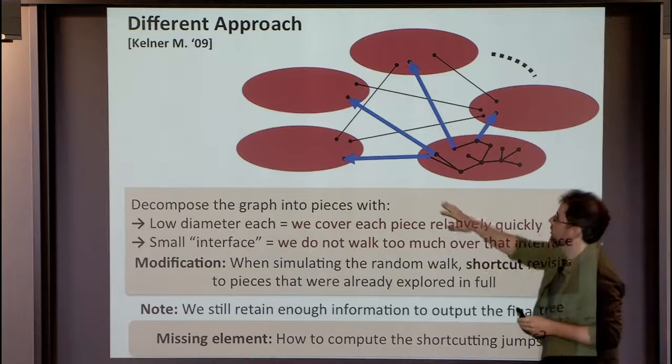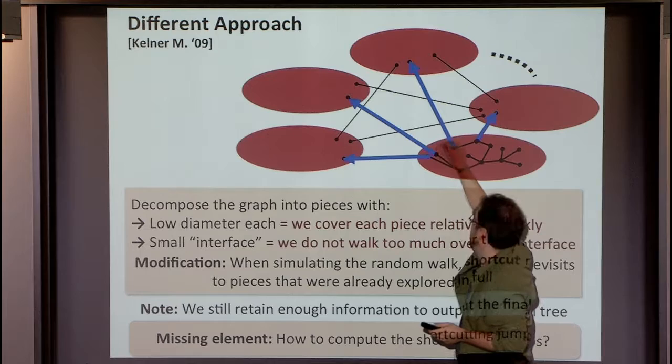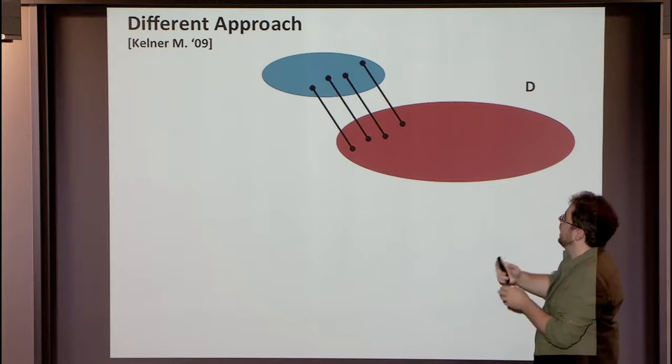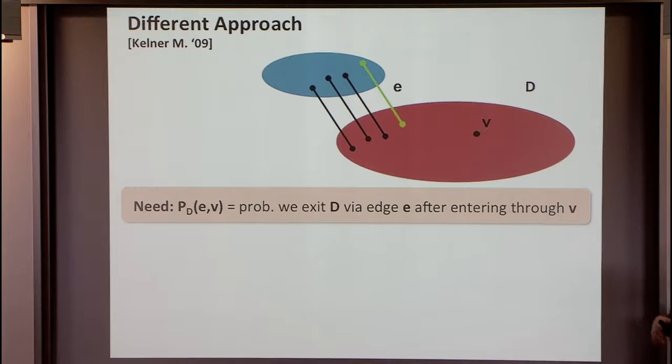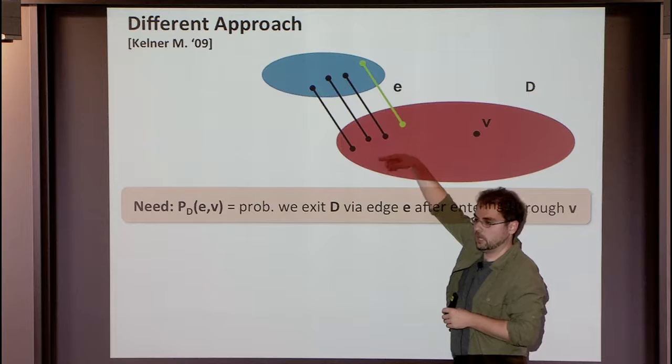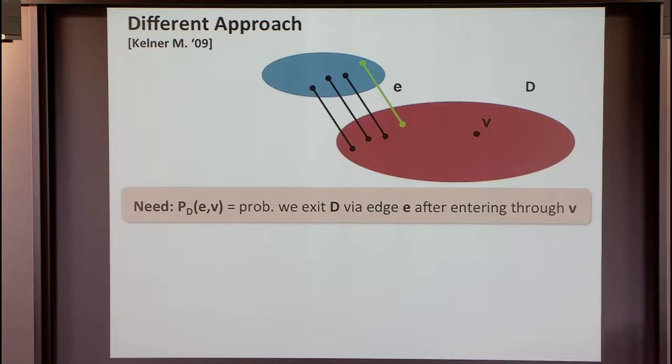One thing that we don't know yet is how to exactly do this shortcut. We want to enter and then immediately exit by one of the edges with appropriate probability. But how to compute this probability? So imagine that this is our cluster and this is the rest of the graph. What we really want is to be able to compute the probability P_EV: if I enter this cluster at a vertex V, what is the probability that among all the possible edges I could exit through, I will exit through this particular edge here? Okay?